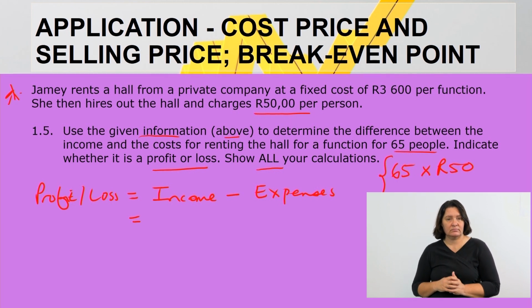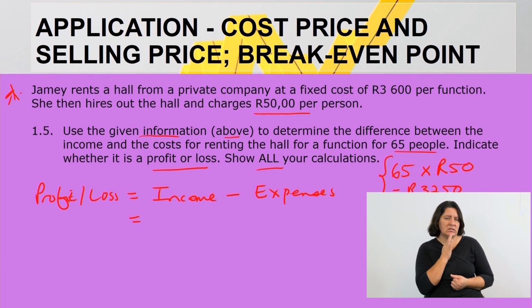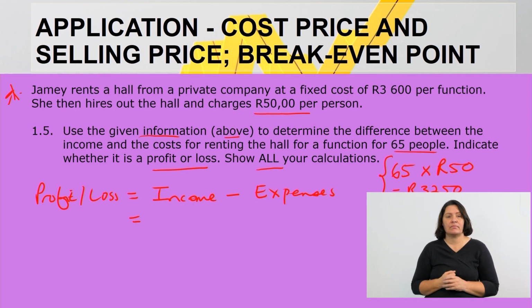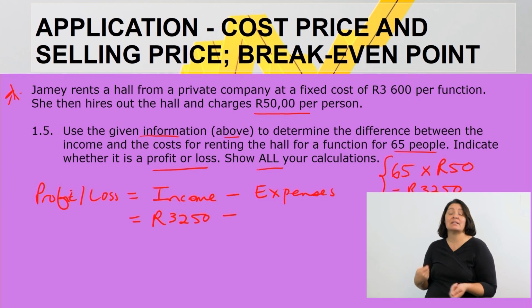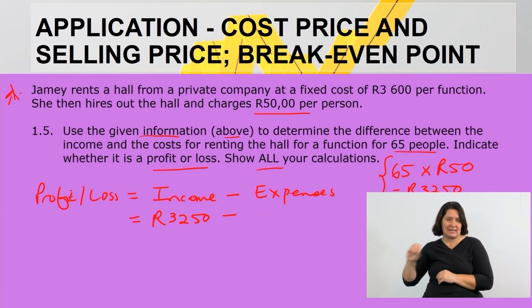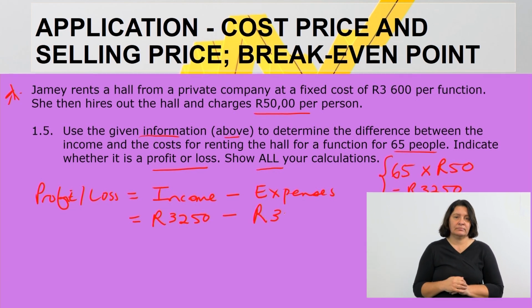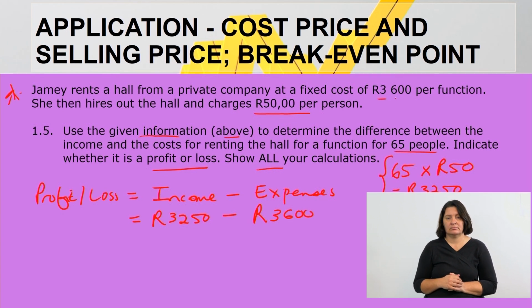So it's 65 people multiplied by the cost of 50 rand. So our income will be 3,250 rand. We agree on that, all right? What else is important? So let me quickly go and substitute that. Income, 3,250 rand. Then we are saying the expenses remain the same, irrespective, all right? So therefore, I'm going to indicate there the expenses is 3,600 rand, as it indicated there, 3,600 rand per function. So now I've already substituted.